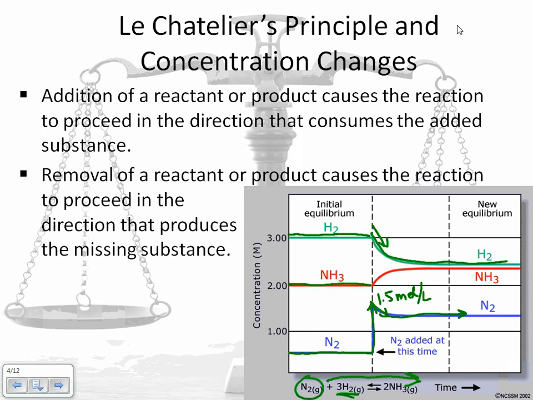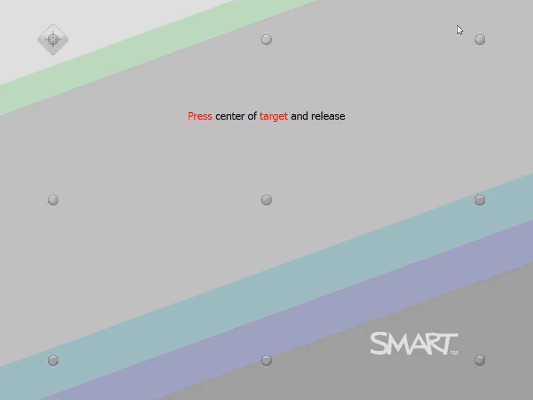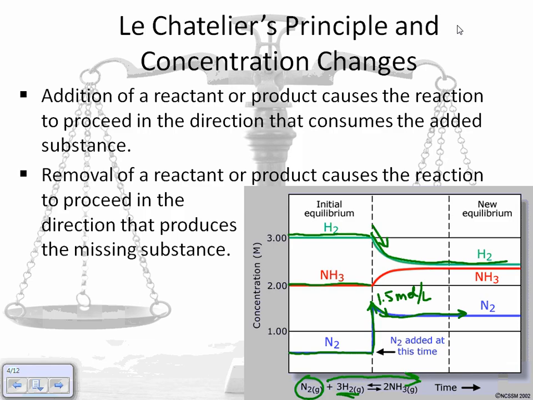What happened to my NH3? Oops, sorry. There we go. What happened to my NH3? Well, because I'm making more products to get rid of the N2, my products actually went up and then eventually plateaued. So that's basically what's happening in the graph.